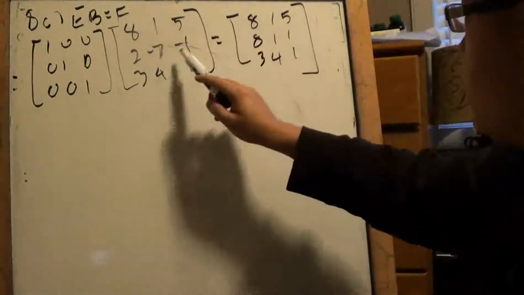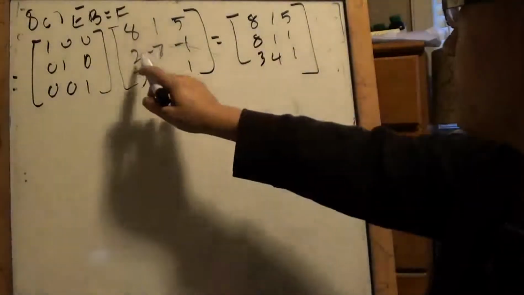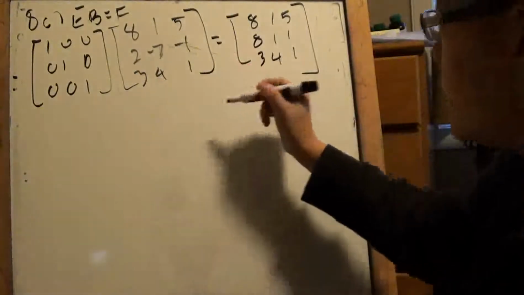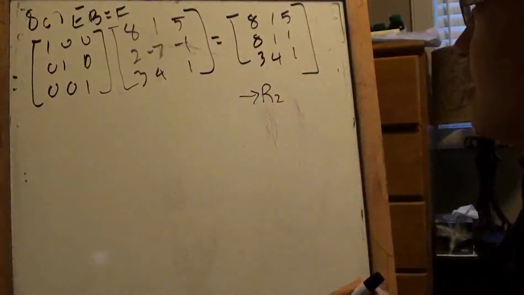First row stays the same. Second row is different. Third row stays the same. Okay, so that's pretty easy. So the 2, -1. The second row is the only thing that's affected. We're going to try to figure out what that is.